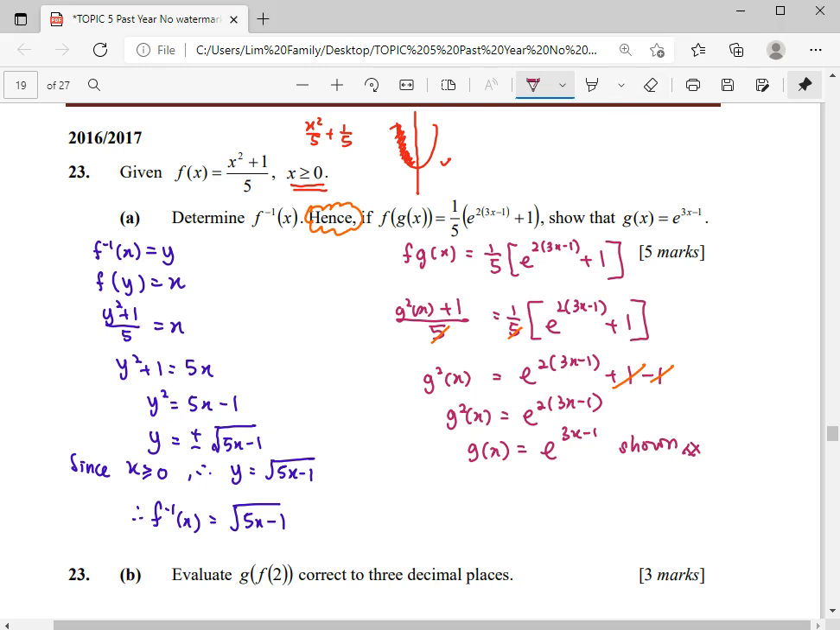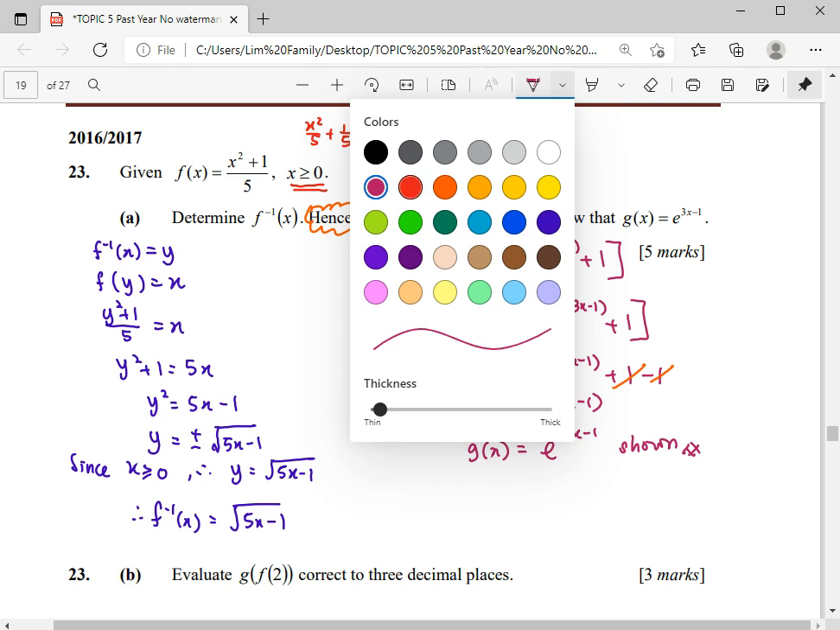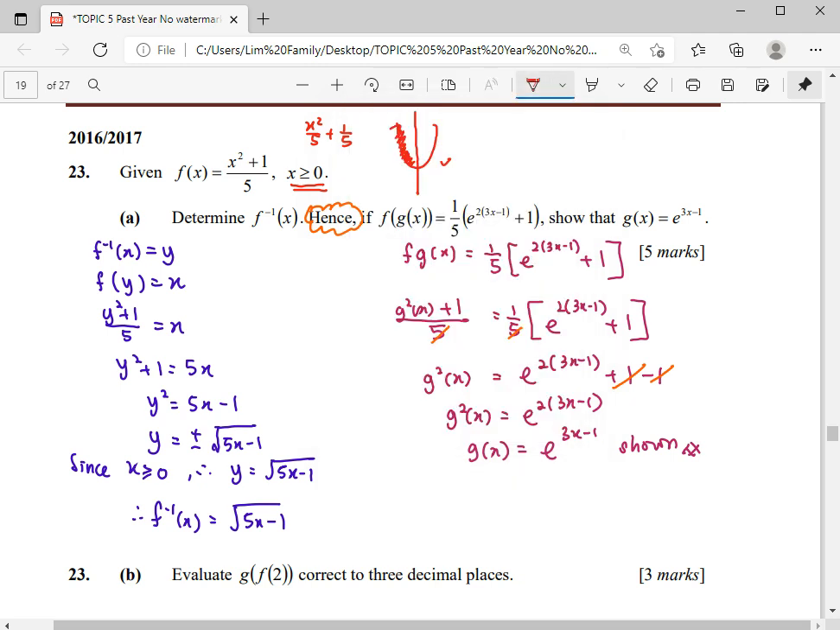Okay, so note the marks. For the first one, here, concept of inverse function, and then get to the answer. And then concept of composite function, simplify until we get g squared, and remove our square, we manage to prove our function of g. Then we continue.